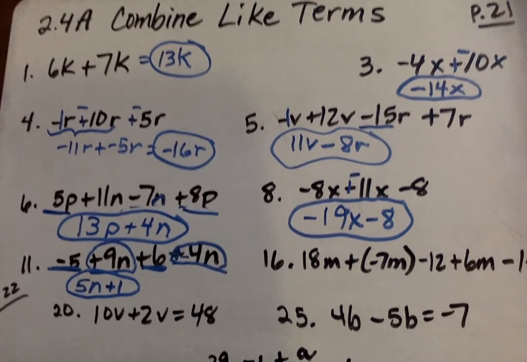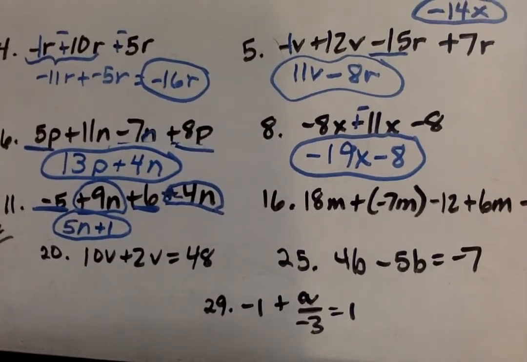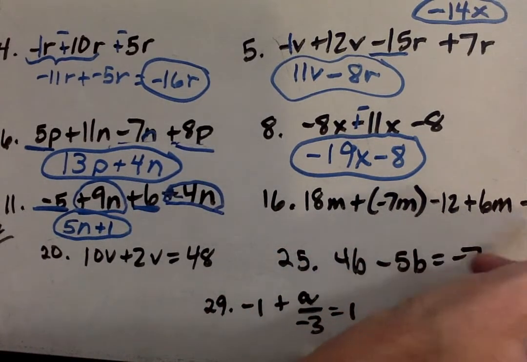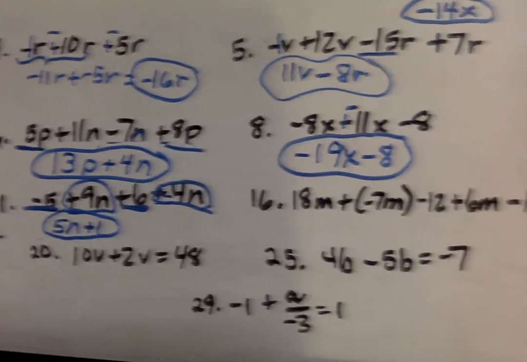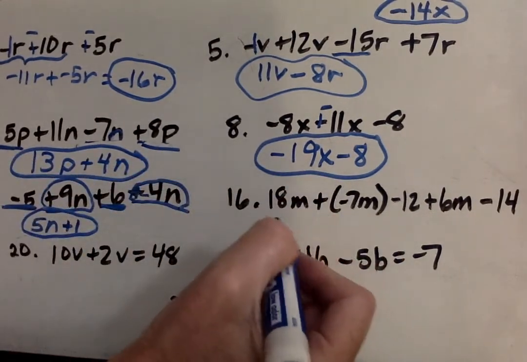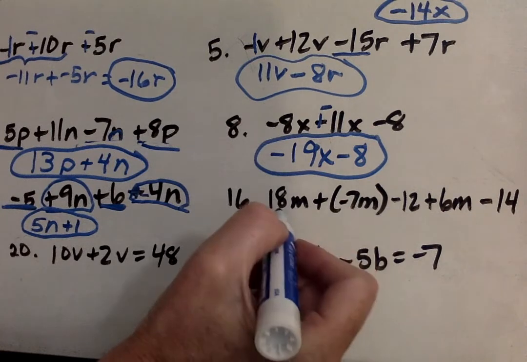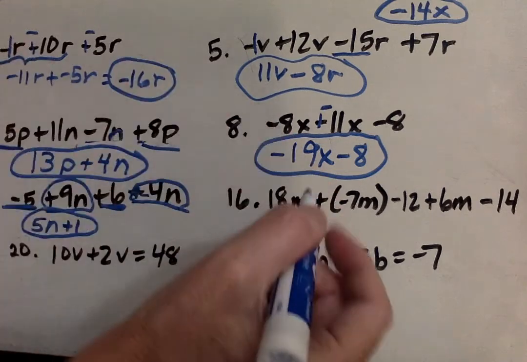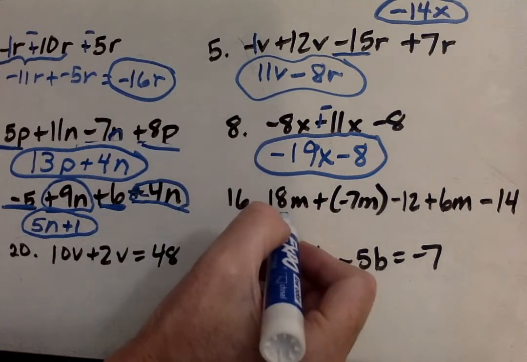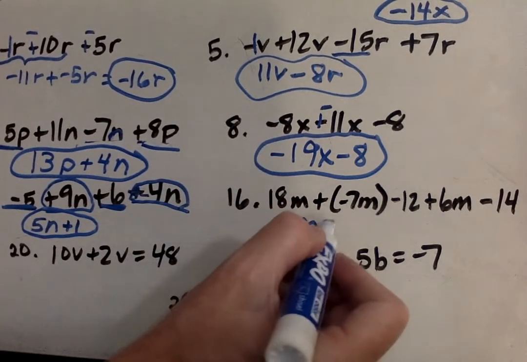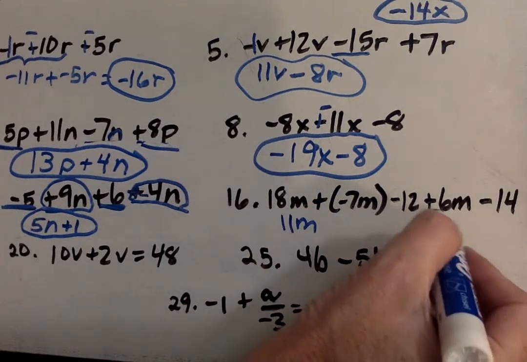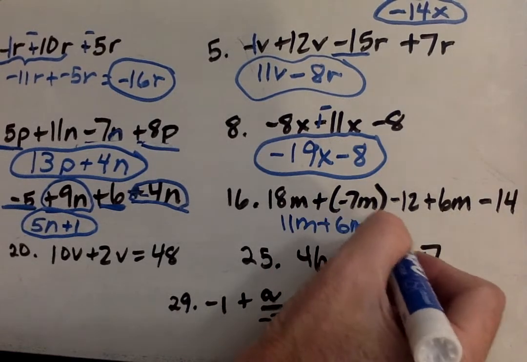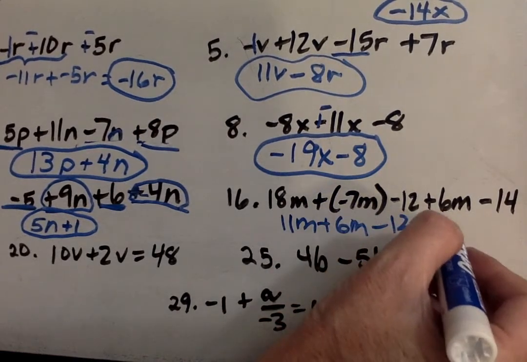Okay, let's go on to 16, where we have 12m, negative 12, 6, another m, and a negative 14. So we're going to add the m's together, and we're going to work left to right. 18m plus negative 7m. Battle or party? Battle. So we subtract, and we get 11m. And I'm going to put the 6m in front. Make sure I carry the sign that's in front. And then we have minus 12, minus 14.